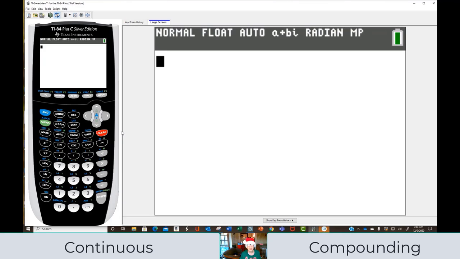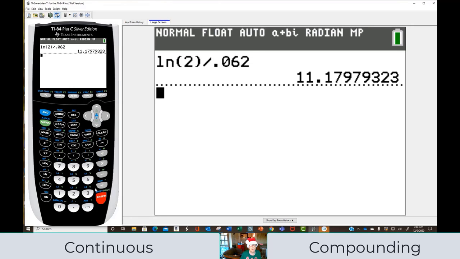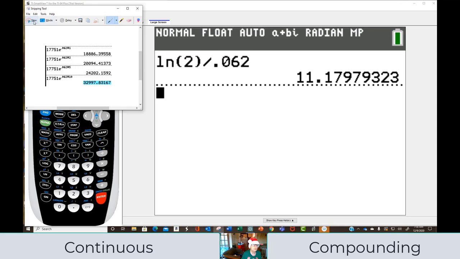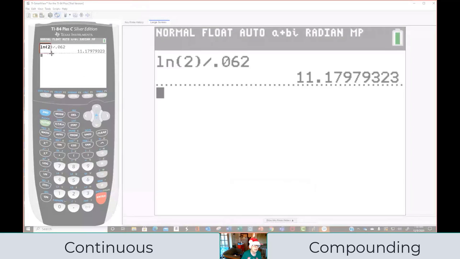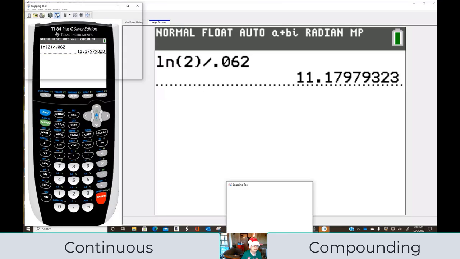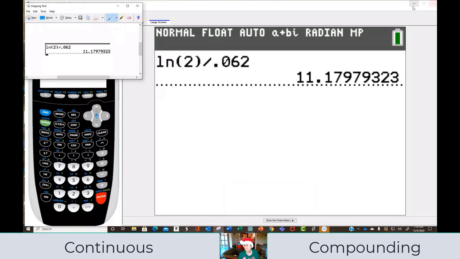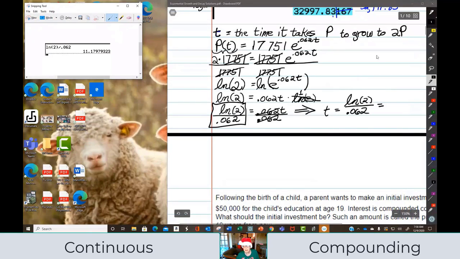Anyway, back to work. What T equals is the LN, so I push the LN button, 2, close parentheses, divided by 0.062. And I have to round this, remember, to one decimal place. Let me go ahead and, for the sake of the notes and for people reading the notes, I'll put this on the page. Somewhere I'm going to put it on this page.